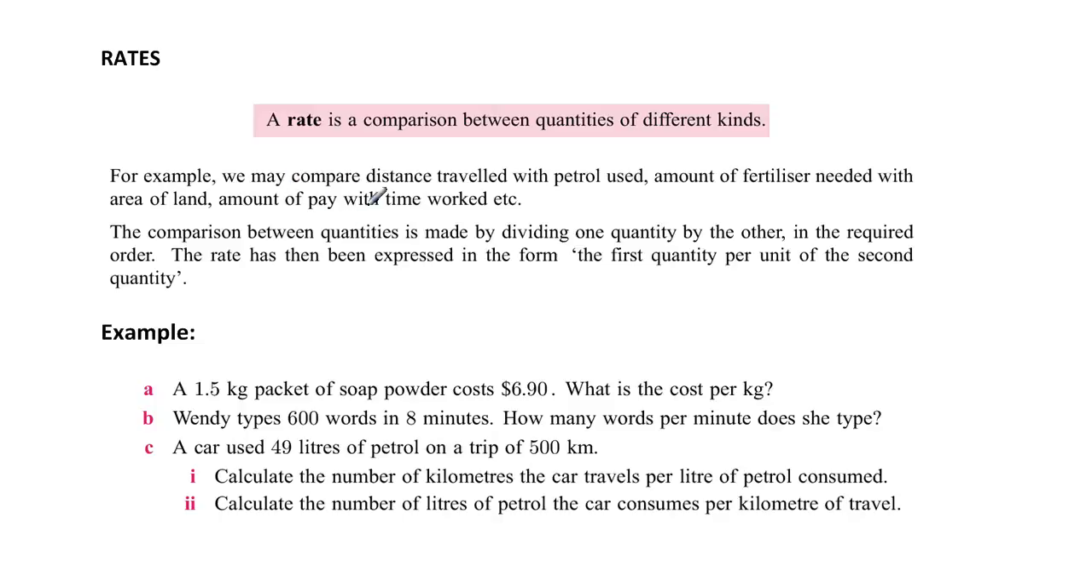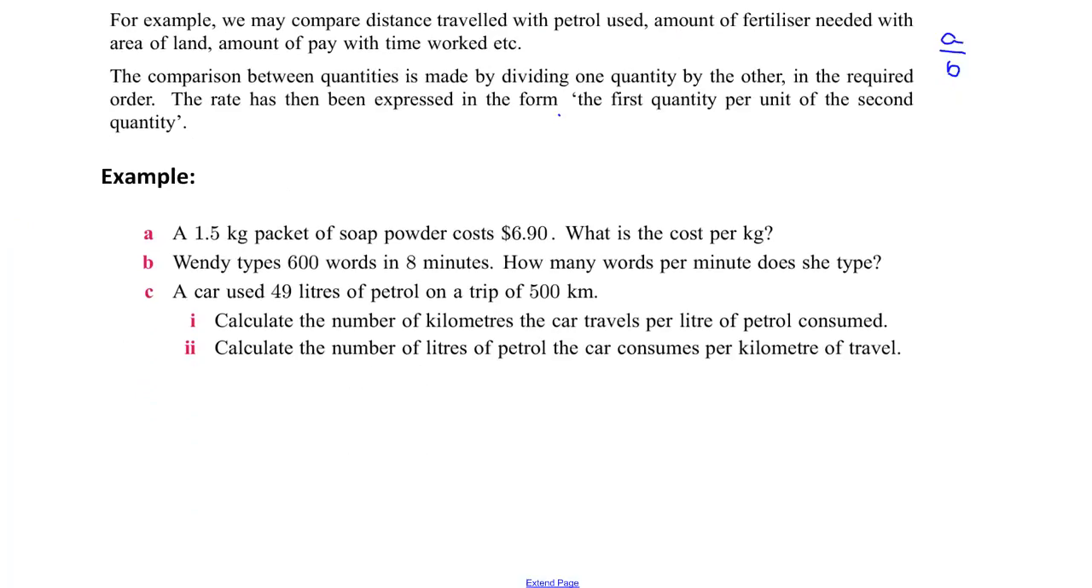So it might be so many kilograms of fertilizer for so many hectares of land. And another one is the amount of pay that you get with the time worked. So, for example, $12.50 per hour. So the comparison between quantities is made by dividing one quantity by the other. And it looks a little bit like this. Here's one quantity, here's the other quantity, and you can see it looks just like a fraction. So you've got to do them in the right order to get this right. And we write it the first quantity per unit of the second quantity. Now, this will be a lot easier to understand as we do a few examples.